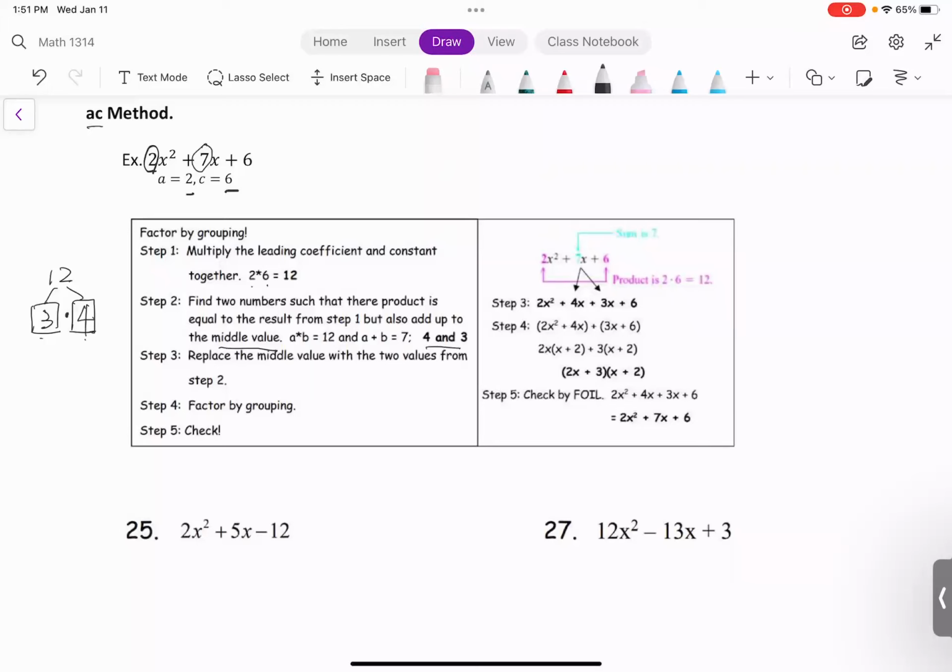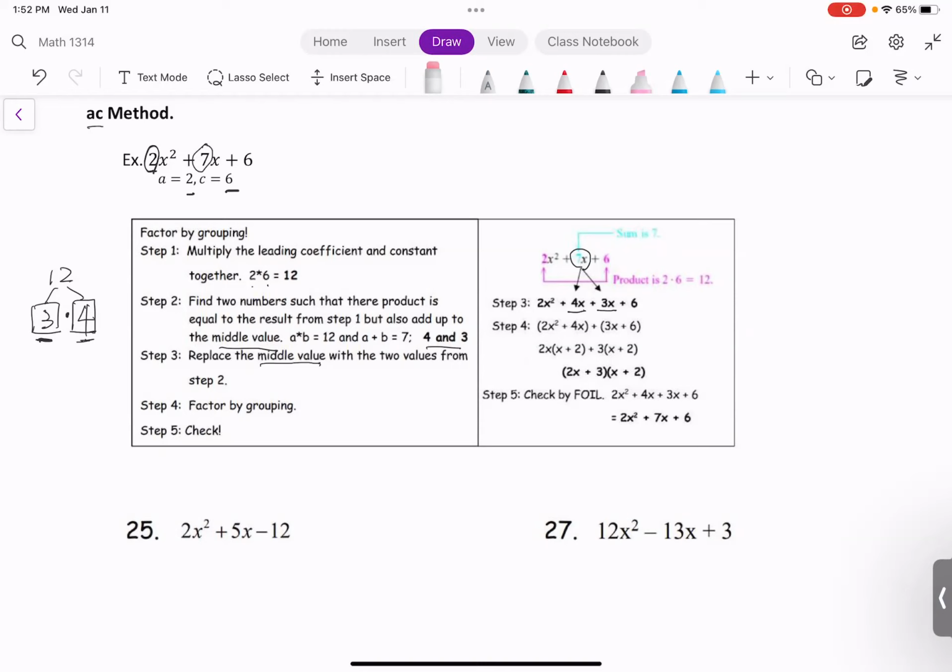Third step, replace the middle value with the two values from step 2. Number 4, factor by grouping and check. So let's see. The third step, we found the two numbers are 3 and 4. That means we can break down the 7x into 4x plus 3x. Now we have 4 terms. We can do group factoring, group the first 2 and last 2. The first 2 are 2x squared plus 4x. The last 2 are 3x plus 6.